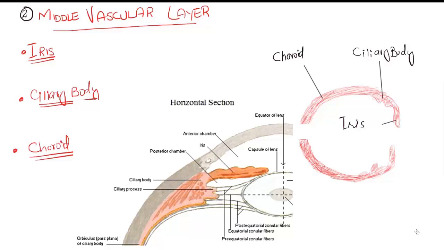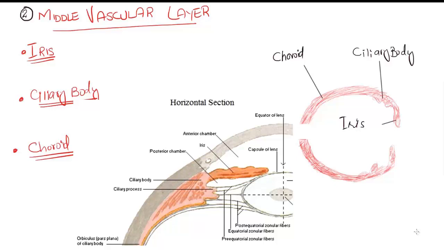Number 1 is circular muscle fiber, which is sphincter pupillae, and number 2 is the radiating muscle fiber, which is dilator pupillae. Now the ciliary body. The ciliary body is triangular in shape with base forwards, and consists of 2 main parts, pars plicata and pars plana. The anterior 1/3 part of the ciliary body is called pars plicata and the posterior 2/3 is called pars plana. Choroid is a dark brown, highly vascular layer.